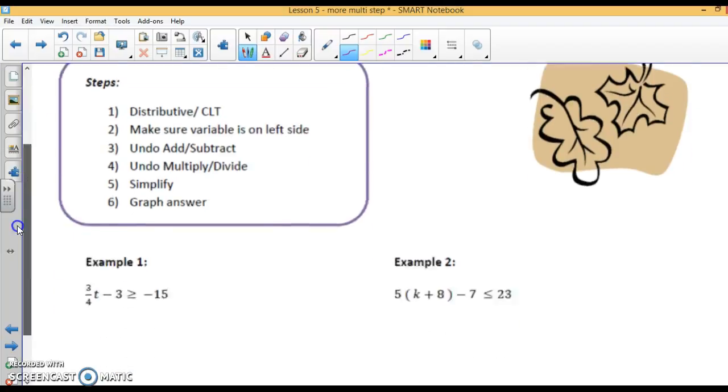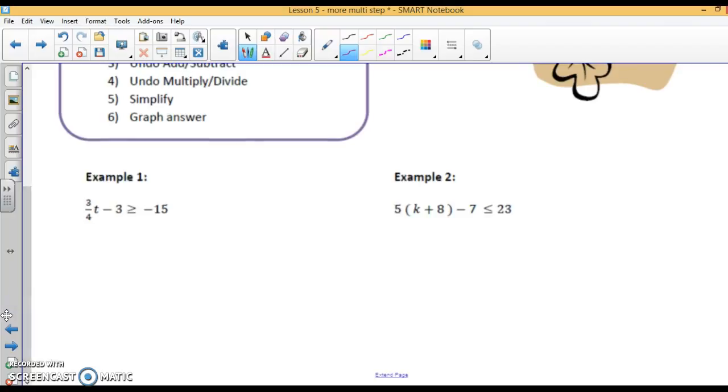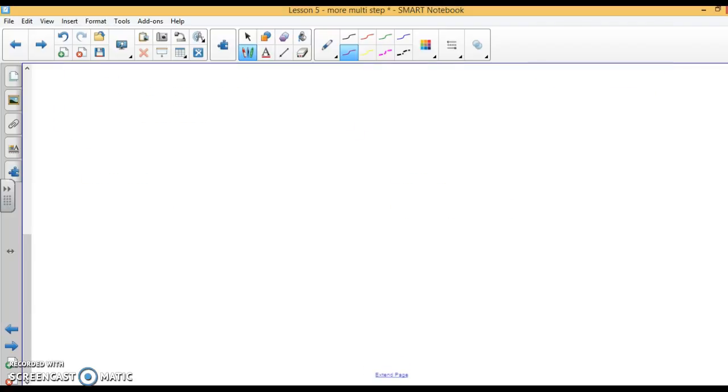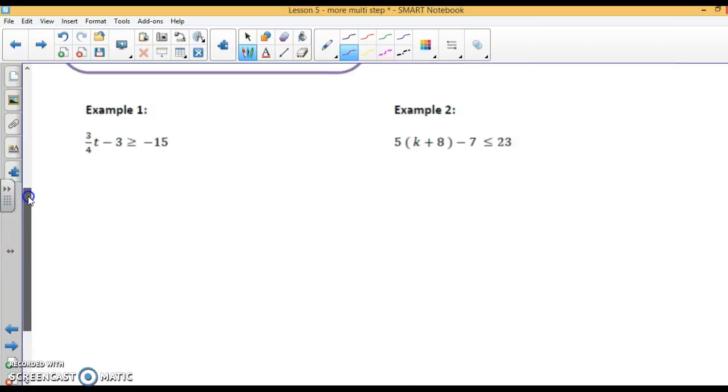All right. Multi-step inequalities. Remember, same exact thing. Solving inequalities is just like solving equations, except if you multiply or divide both sides by a negative, you need to switch the inequality symbol. And you want to make sure that your variable is on the left after you finish solving. So, let's solve this one.